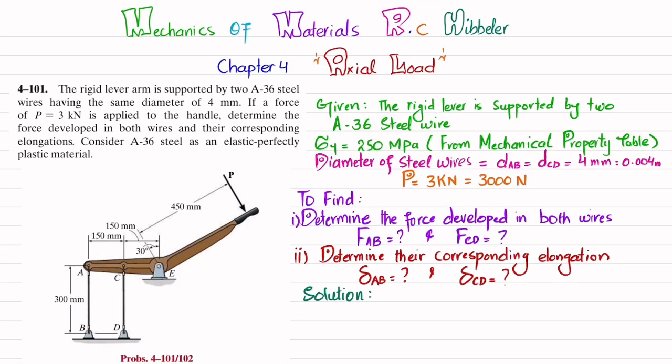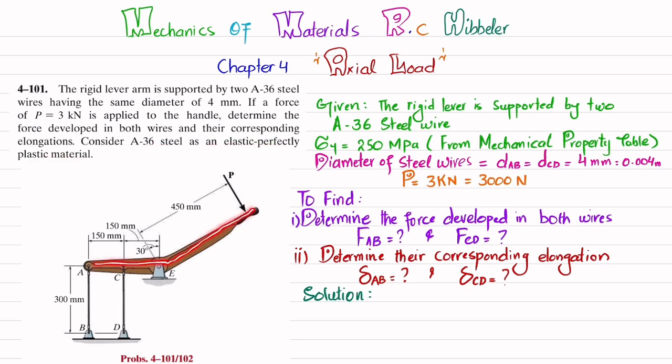Welcome back. In this video, we are going to solve problem 4-101 taken from chapter 4, Axial Load, and the book is Mechanics of Materials by R.C. Hibbeler. The statement is: the rigid lever arm is supported by two A36 steel wires having the same diameter of 4 mm. If a force of 3 kN is applied to the handle, determine the force developed in both wires and their corresponding elongation. Consider A36 steel as an elastic, perfectly plastic material.